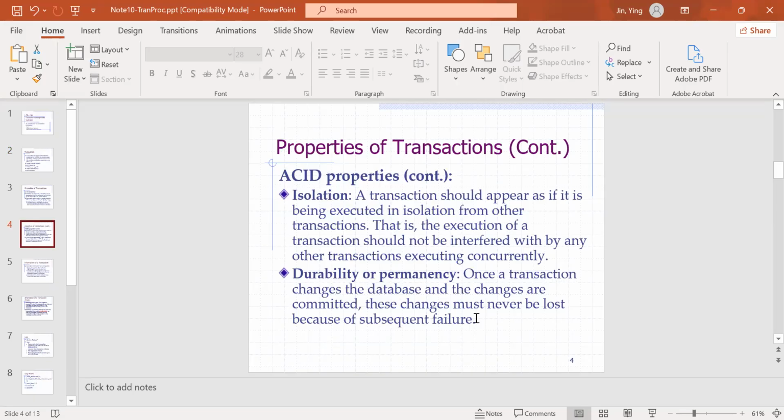to do something, right? And you are not happy if they tell you it's done, transferred successfully, but you don't have the money in your checking account because there was a subsequent failure in their system. So this is durability, or permanency. We can achieve this property by recovery. There's a technique called recovery.